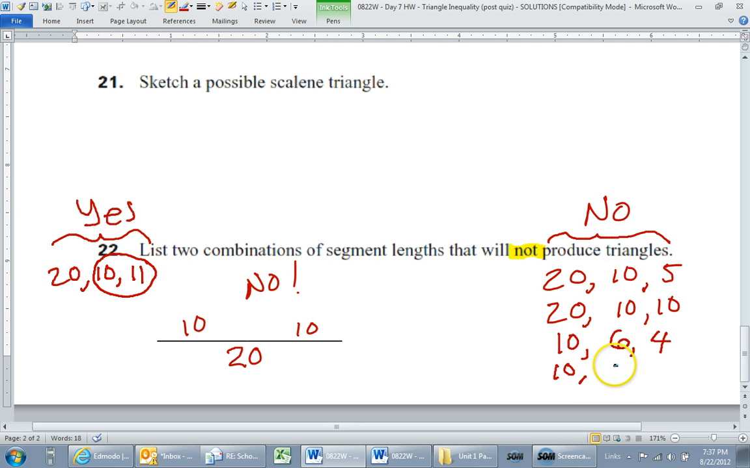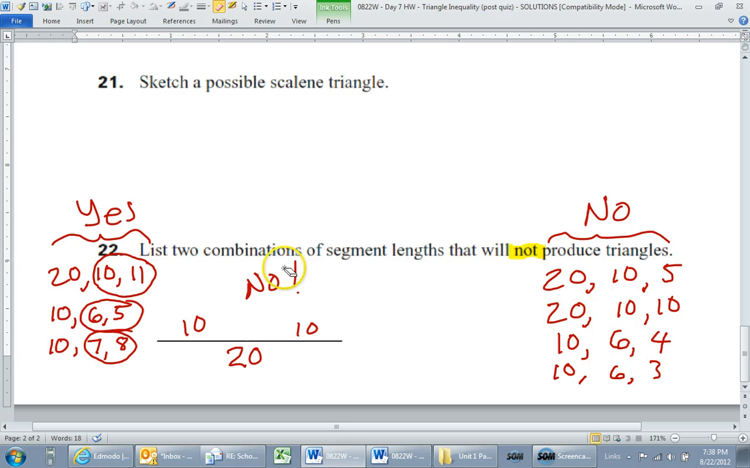And of course, 10, 6, and 3, anything smaller would definitely be a no. On the other hand, some more yeses would be 10, 6, and 5, or 10, 7, and 8. As long as the two smaller numbers add up to more than the biggest number, it's going to be a yes. Alright, but the question only asked for no's. So there, I've given you 4.